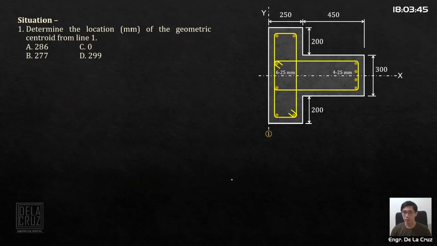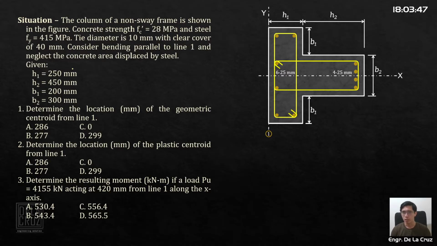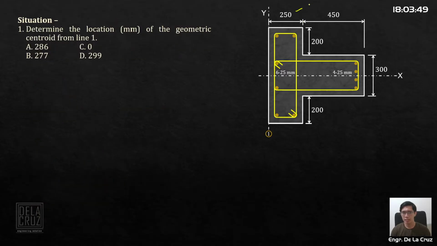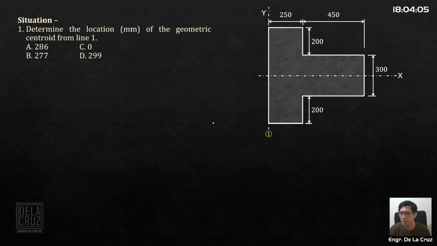So, the centroids. Let's start with part 1. I just placed the values of our dimensions. Okay, geometric centroid. When we look for the geometric centroid, this is basically considering the concrete only. We remove the steel bars for now. Then we can get the centroid of the section by using Varignon's theorem.